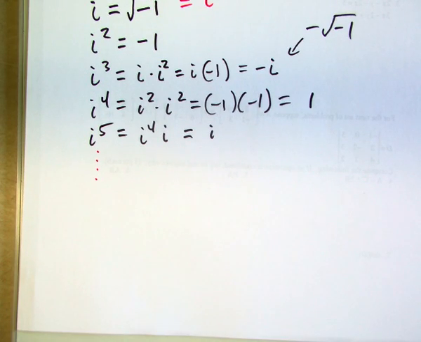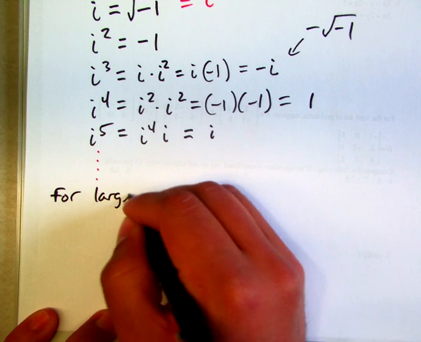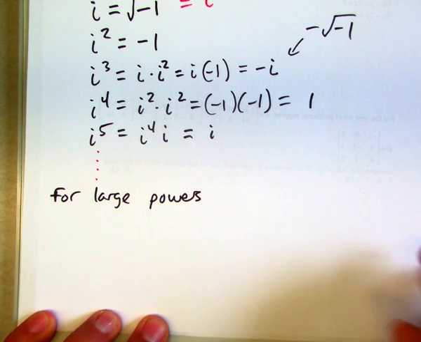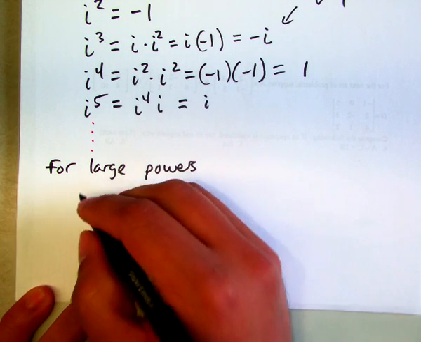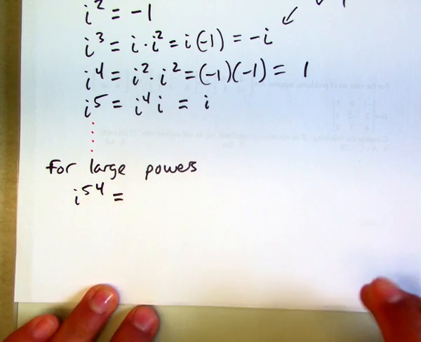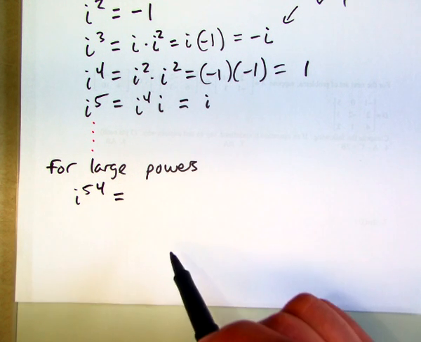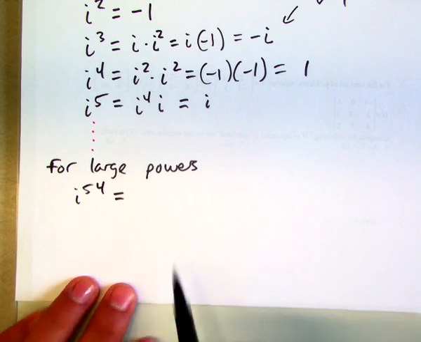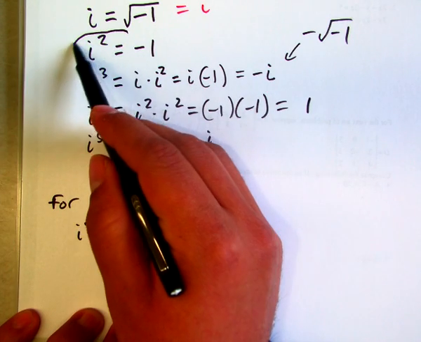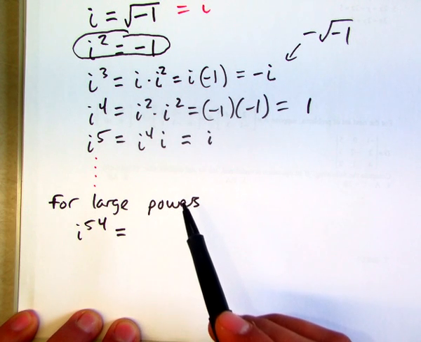So then, for large powers, here's what I suggest. Let's say I have i to the 54. Okay? You could try to think of the pattern, or period as John called it, and figure out where it falls within the cycle. I think the easiest thing to do is to always refer back to this, because really all you need to know is that i squared is equal to -1, and you can use that for any problem.